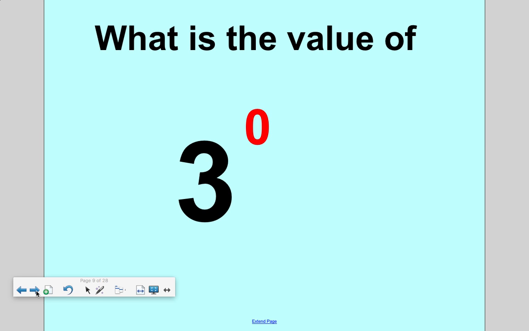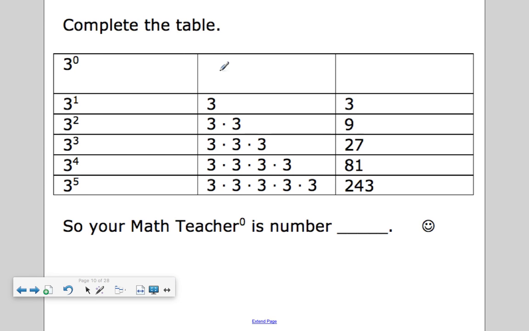Some people say it's 1. Some people say it's 3. Some people even may say it's 0. So what's the value? Well, let's justify what you think it is.